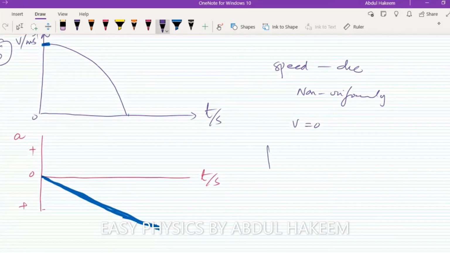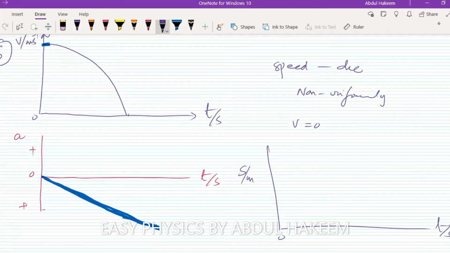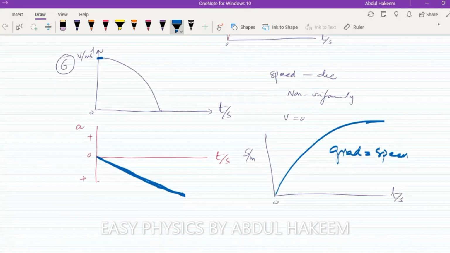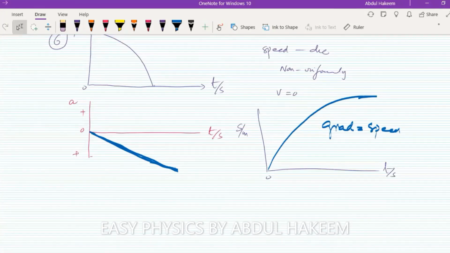And the distance-time graph. Look, the speed is decreasing. Initially, the speed is maximum, so the gradient is maximum. So the graph will be similar to this, and finally it becomes 0, because the gradient of this graph is equal to speed. So these are the 6 graphs we have to remember initially.